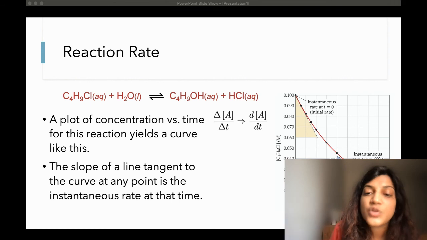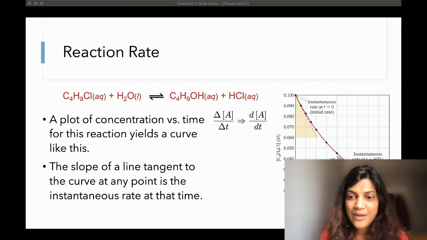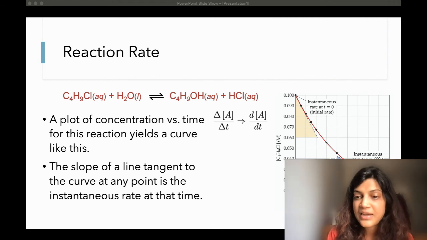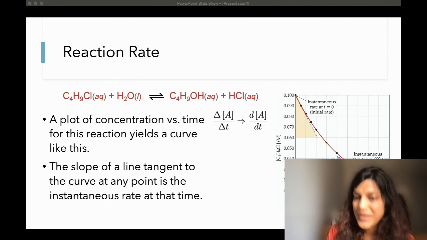For today's tutorial, I'll stop here, but I hope you were able to understand what chemical reaction kinetics is, what the factors are that affect chemical reaction kinetics, and how chemical reaction kinetics is different from chemical thermodynamics.